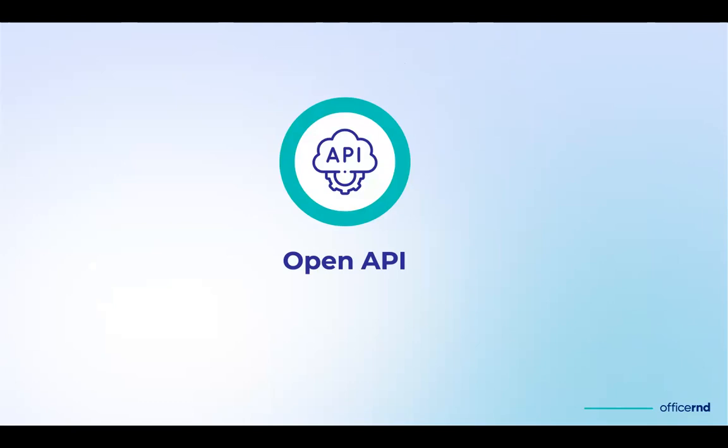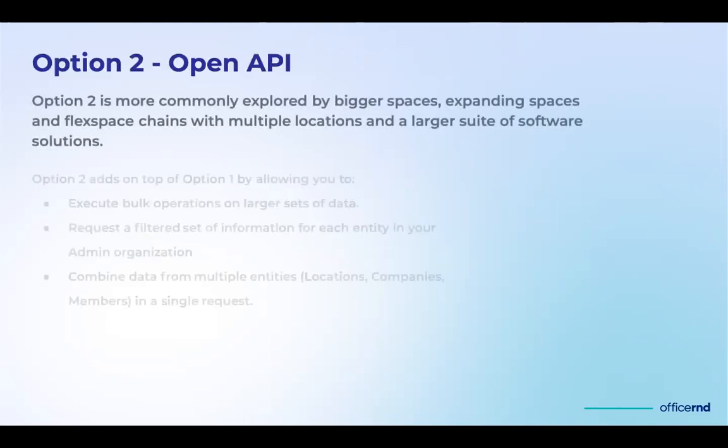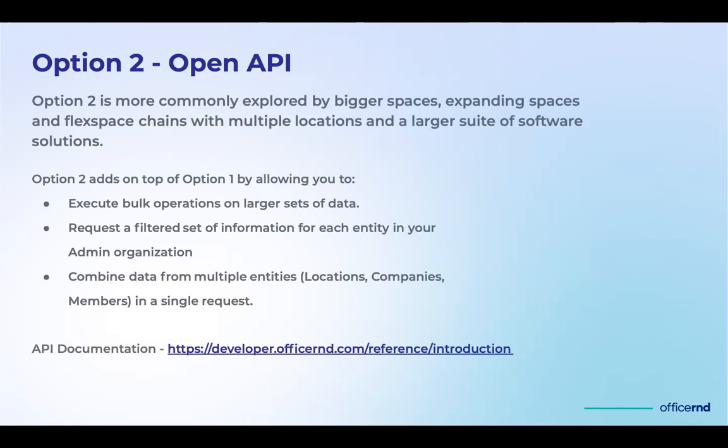So whereas with Zapier, we would have a predefined set of triggers and actions that are possible within Zapier as a third-party provider. With the Open API, we greatly expand that. Where we now have a lot more access to create operations or update operations, retrieving more information in one go, and overall a lot more flexibility with how we want to collect and work with data either in OfficeRnD or from a third-party software.